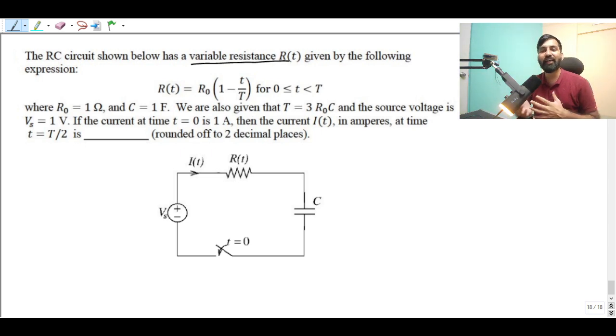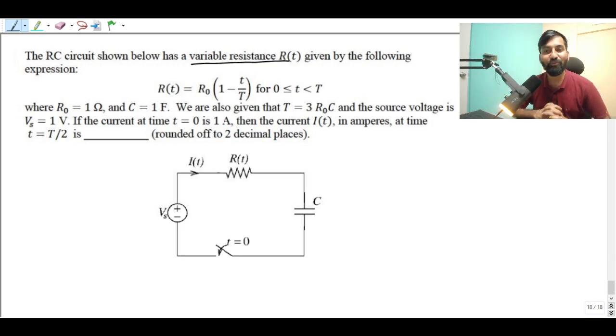We are also given that capital T is equal to 3 R naught C, right? So you can just plug in R naught C, so capital T has a value of 3 only, you can say. And the source voltage is Vs, that is 1 volt, which is also a constant voltage. If the current at time t equal to 0 is 1 ampere, right? So they have given the initial current i(0).